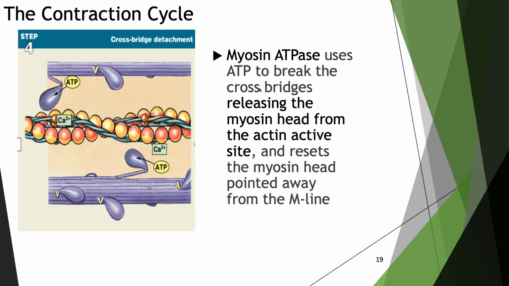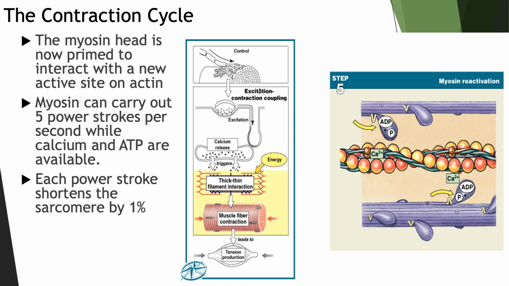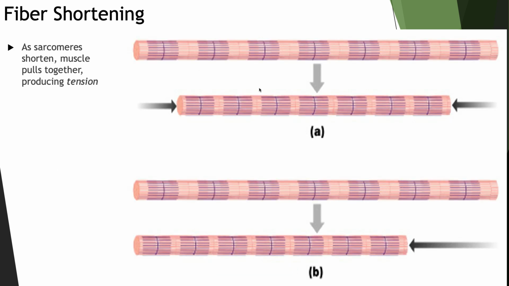In step 4, the myosin ATPases use ATP to break down the cross bridges, which releases the myosin head from the actin active site and resets the myosin head pointed away from the M line. In step 5, the myosin head is now primed to interact with a new active site on the actin, and myosin carries out 5 power strokes per second while calcium and ATP are available, and each power stroke shortens the sarcomere by about 1%.